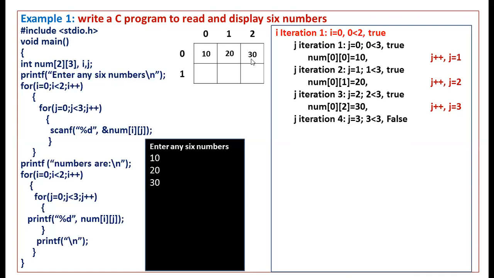Next iteration, j is equal to 3. 3 less than 3, it is false. Now the j for loop will exit. After exiting the j for loop, control will move back to the I for loop. In the I for loop, it will go to the updating part. What is the value of I? Initially we had I value 0. Now after increment, it will become 1.